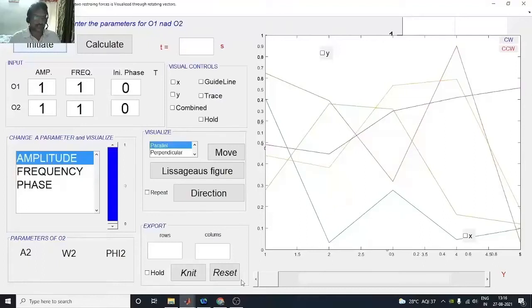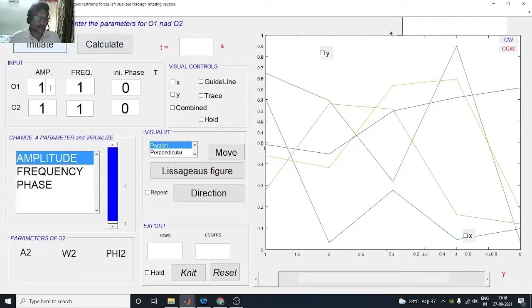Hello everyone, in this video I am going to show how the concept of rotating vectors can be used to deduce the properties about superposition of harmonic vibrations. The superposition will be in parallel direction. As you know, when we deal with the simple harmonic motions, there are two kinds of superpositions, one in parallel direction, one in perpendicular direction.